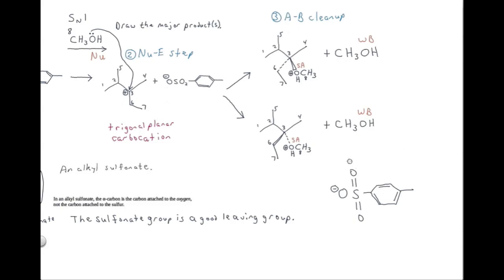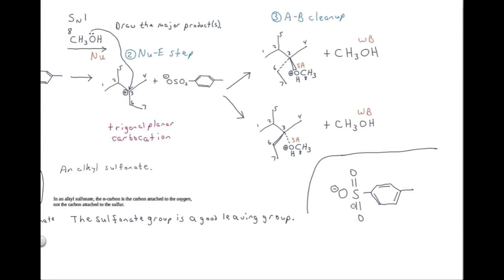Why is the sulfonate such a weak base? Can you figure out why the sulfonate is such a weak base? It's easier to understand that if I draw the less condensed structure. So here's a less condensed structure for this sulfonate. Why don't you pause the video and try to determine why this sulfonate is such a weak base?